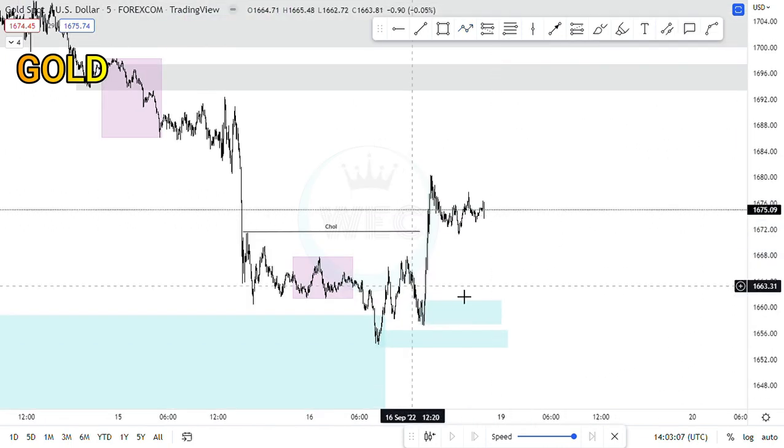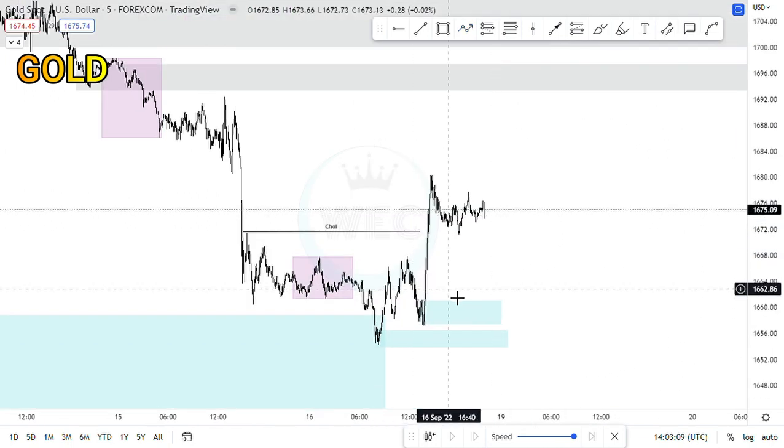Okay, so yeah, gold also, we are bullish on the intraday time frame, but on the higher time frame we are bearish, and we understand why we are bullish on intraday. It is just because the higher time frames want to retrace.